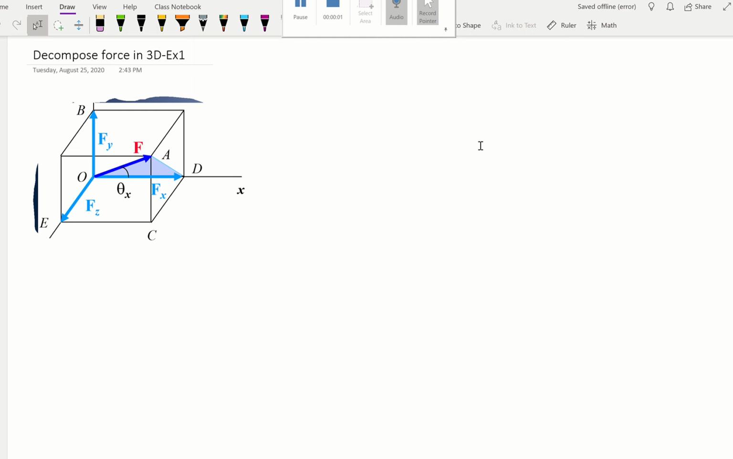Hi, in this video, we're going to look at an example for decomposing a force in 3D. So we have this force F. Let's say this force is 100 Newton, and I'm just going to come up with some random number for the angle theta x, say 30 degrees.